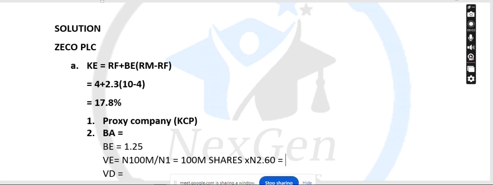What is the market value of equity? 260 million. 260 million. Okay.